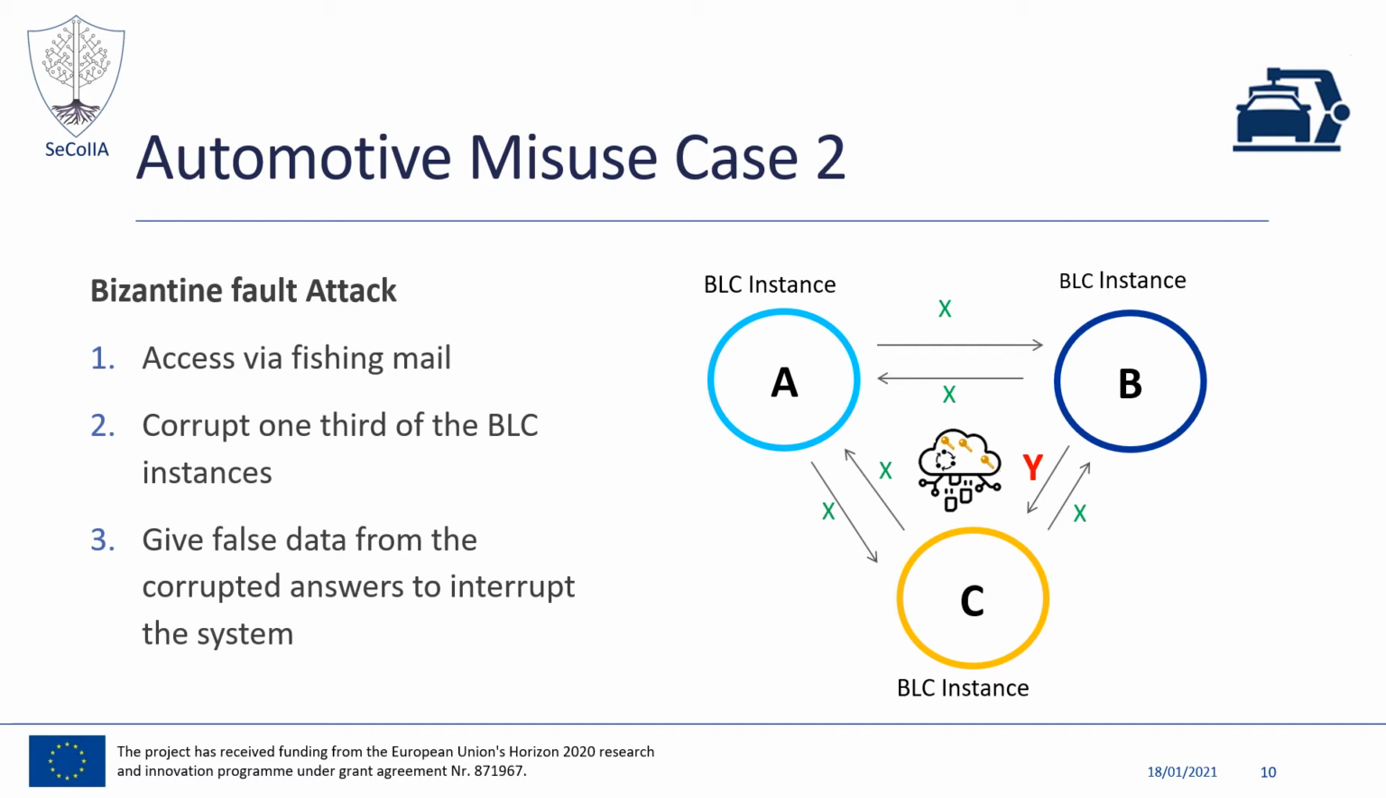As you can see, A and B are sending and receiving X. So the actual keys, encrypted keys, and recognized keys of the use case. But whenever B gets corrupted, it starts sending a Y to C. So another encrypted key is something that is being changed, and therefore the whole cloud set collapses. And given the false data from the corrupted answers from one instance of the cloud to another, the whole system is interrupted.